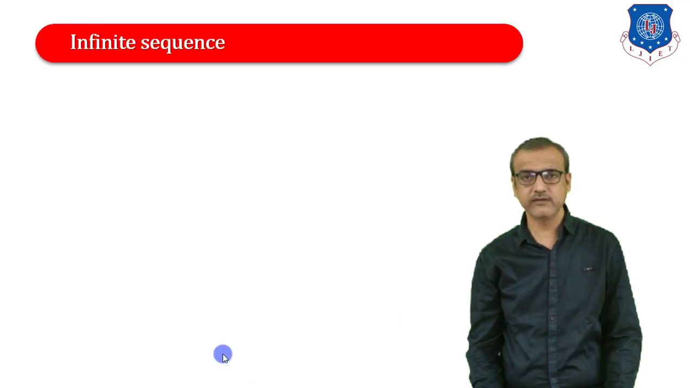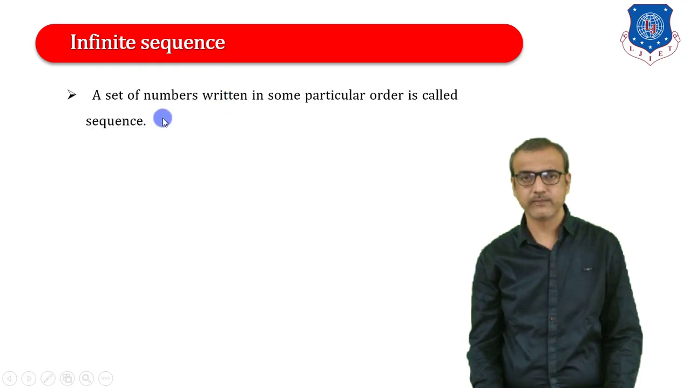First of all, we will see what is an infinite sequence. A set of numbers written in some particular order is called a sequence. For example, the set of natural numbers, that is 1, 2, 3 up to infinity. That is an example of an infinite sequence.